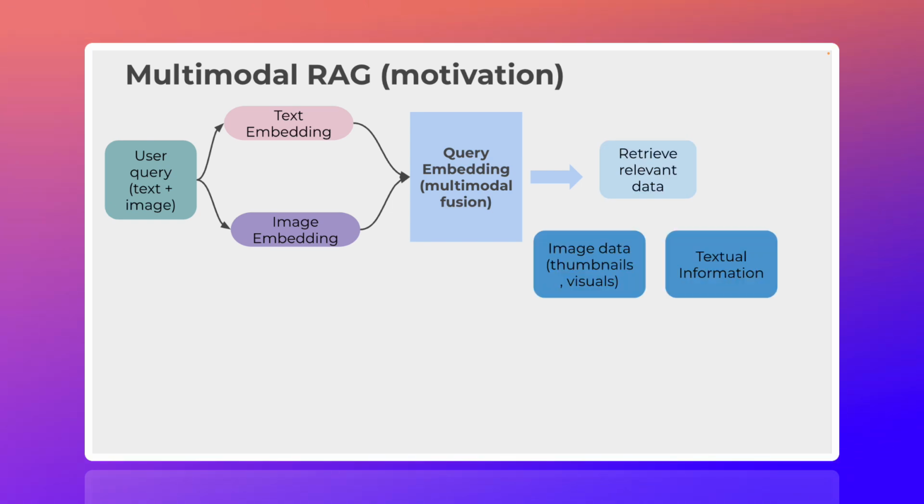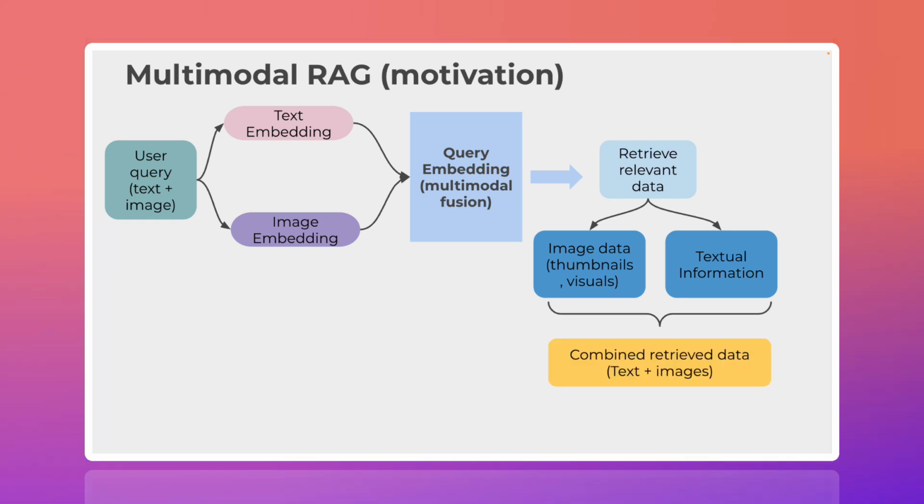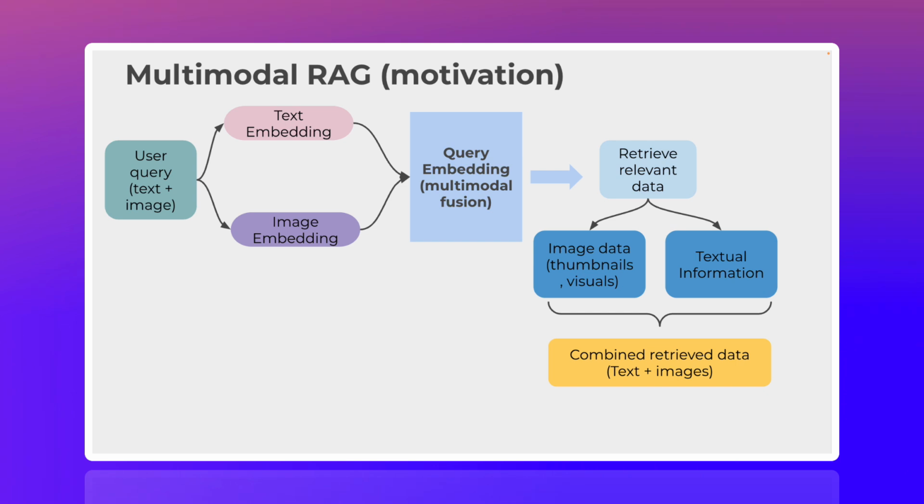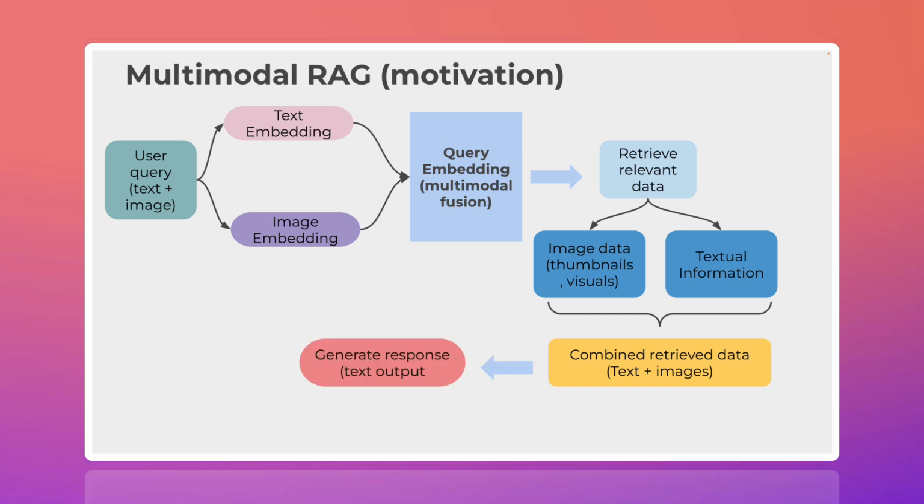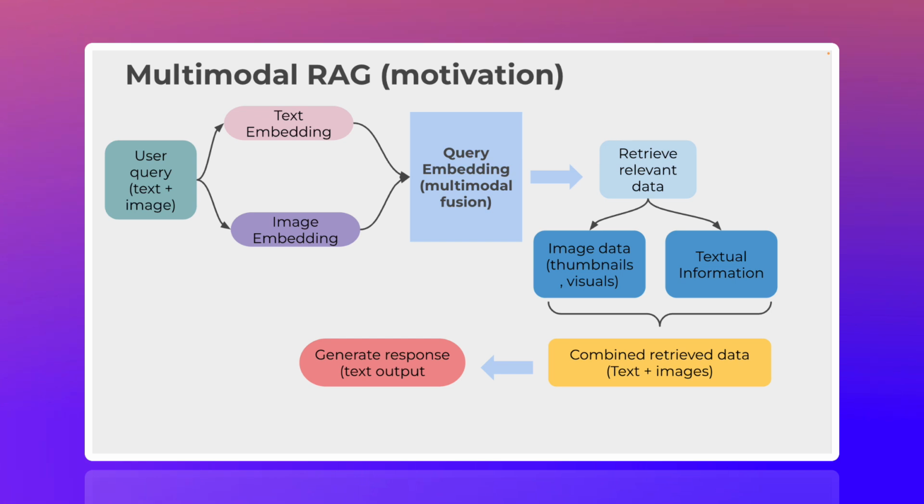In this space, we now have essentially a multimodal vector space. We have the image data, in this case thumbnails, visuals, and so forth, and we have the textual information. From that, we have the combined retrieved data. In this case, it will be text plus images, and that is what's passed along to generate the response. So this is a very simplified overview of what multimodal is.